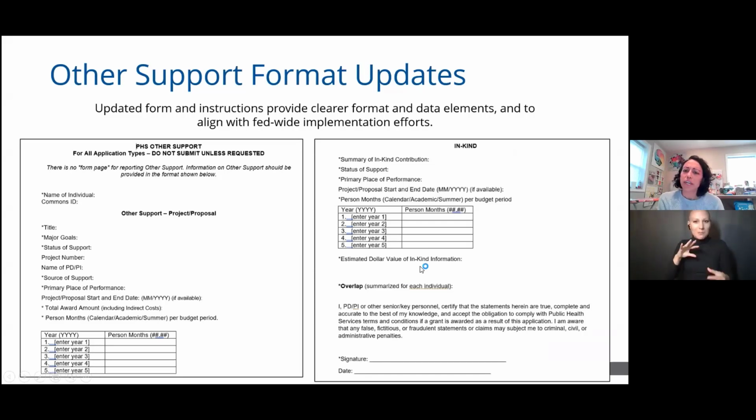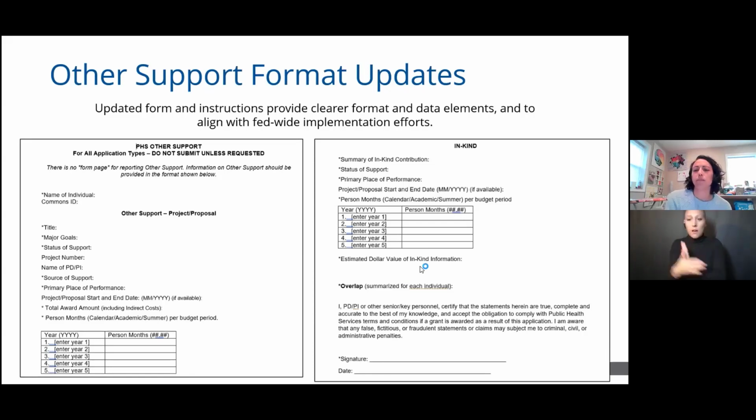And then are translated copies only required if it is reported on the other support document? What if the PI has a foreign position, but it does not appear on their other support document? In that case, would NIH still require a translated copy of the agreement for that foreign position?